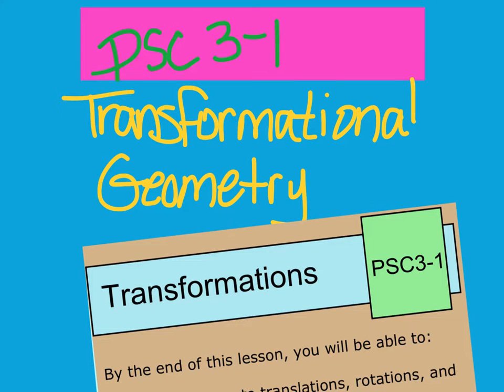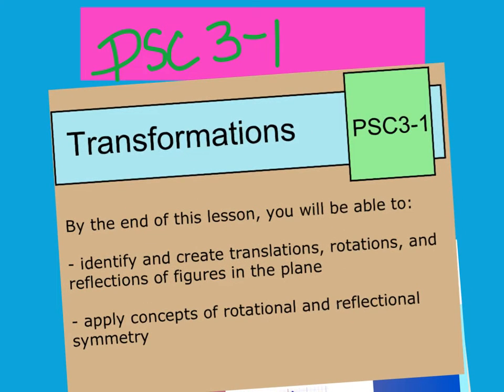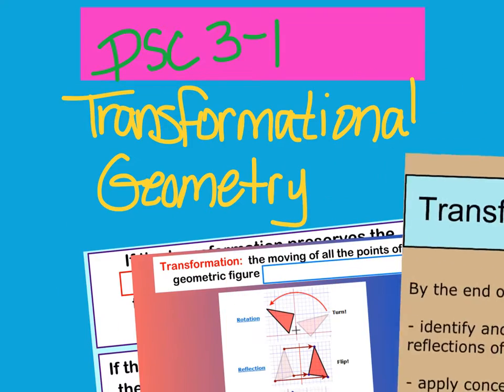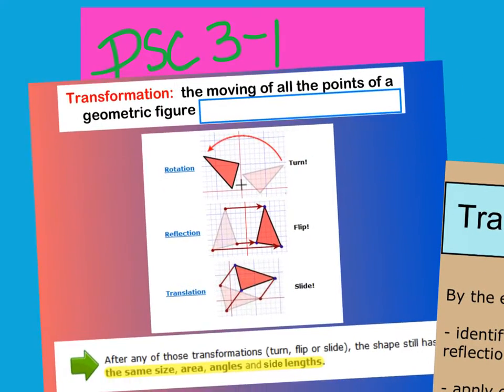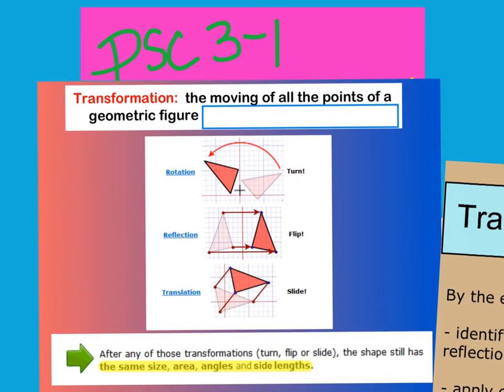Proportion, similarity, and congruence, Unit 3, is all about transformational geometry. You will learn how to identify and create translations, rotations, and reflections, and apply the concepts of rotational and reflectional symmetry. But let's define transformation, first of all.